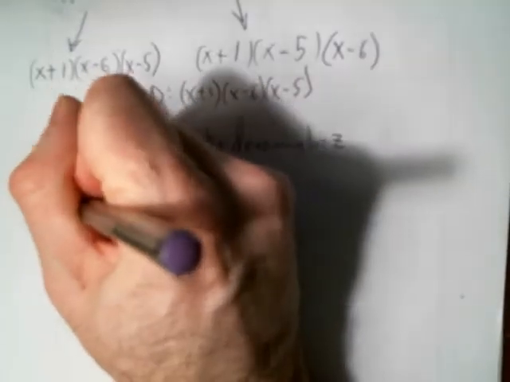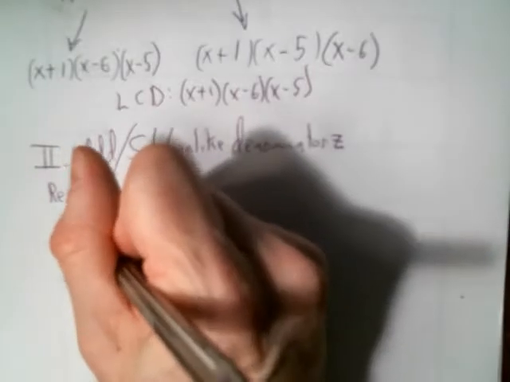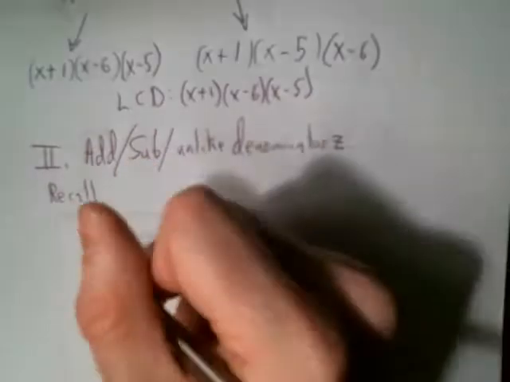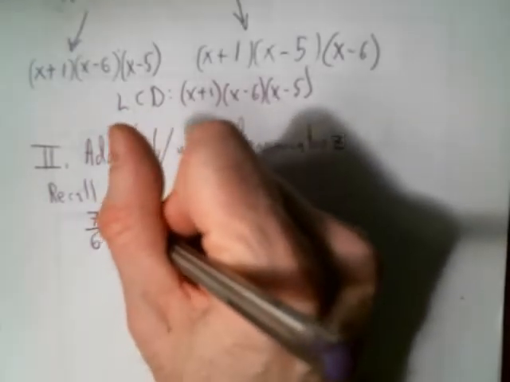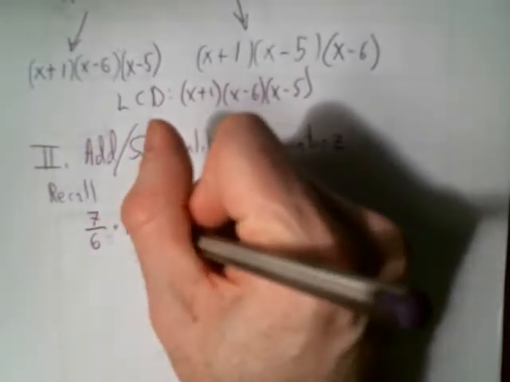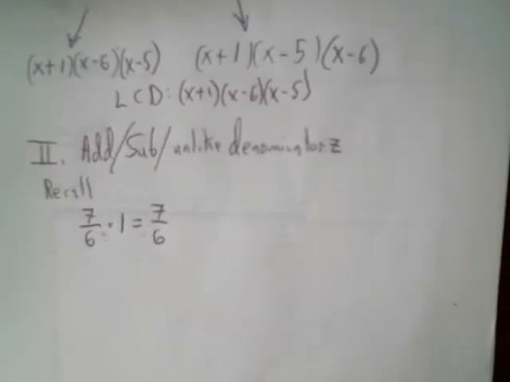So recall, and maybe it's not even a recollection at this point, you could take any fraction and multiply top and bottom by anything you want, as long as it's the same, because it's equivalent to multiplying by 1, right? So 7/6 times 1 is 7/6, right? You agree, right?